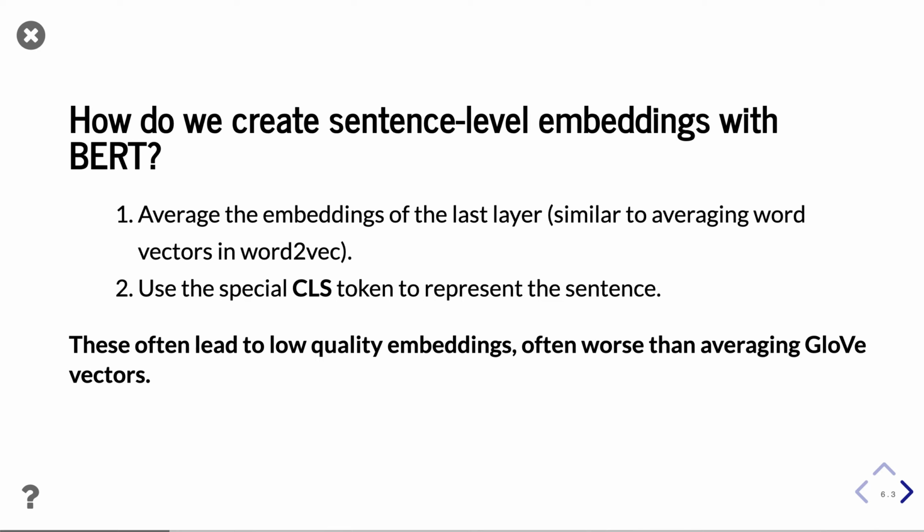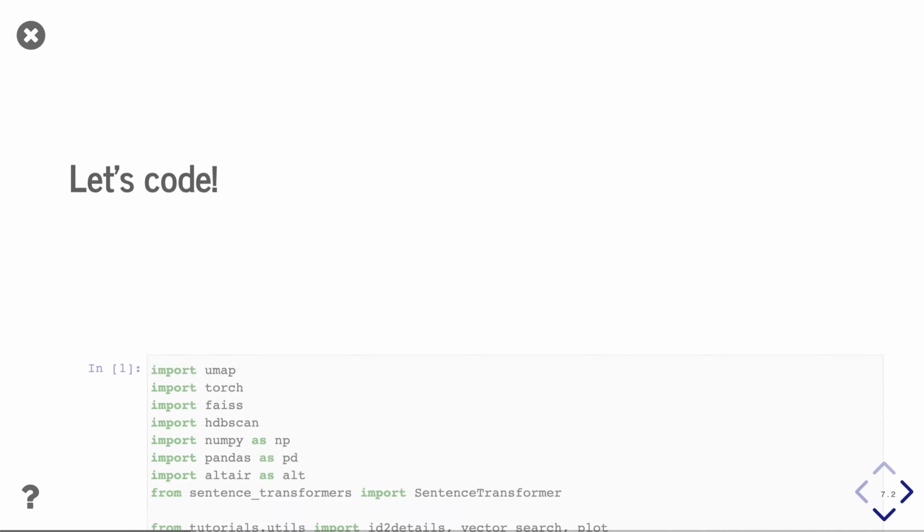The first one is to average the embeddings of the last layer, and that's similar to averaging word vectors in Word2Vec. And the second one is to use the special CLS classification token to represent the sentence. However, literature has shown that both of these approaches might lead to low-quality embeddings and are usually worse than just averaging GloVe vectors. So with that in mind, I will go on with the sentence-level distilled model that we'll see in a bit. Okay, so with that out of the way, let's start coding.